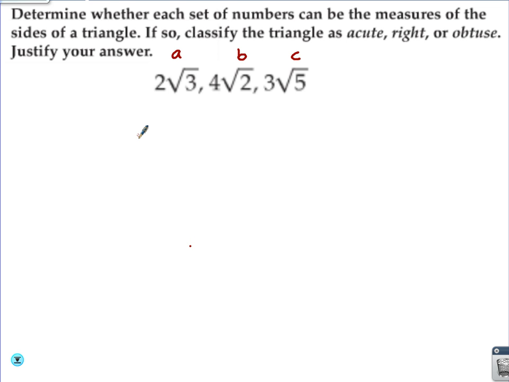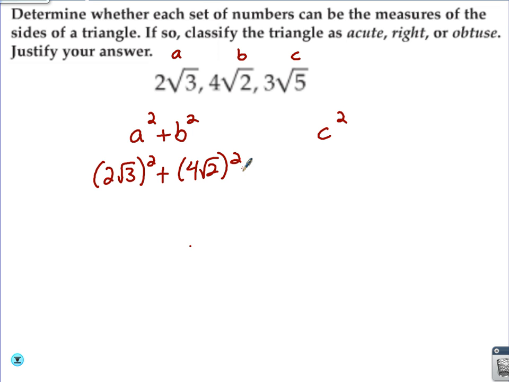Now, I need to do A squared plus B squared, and I need to come over here and do C squared. A squared is 2 root 3 squared. B squared is 4 root 2 squared. C squared is 3 root 5 squared.